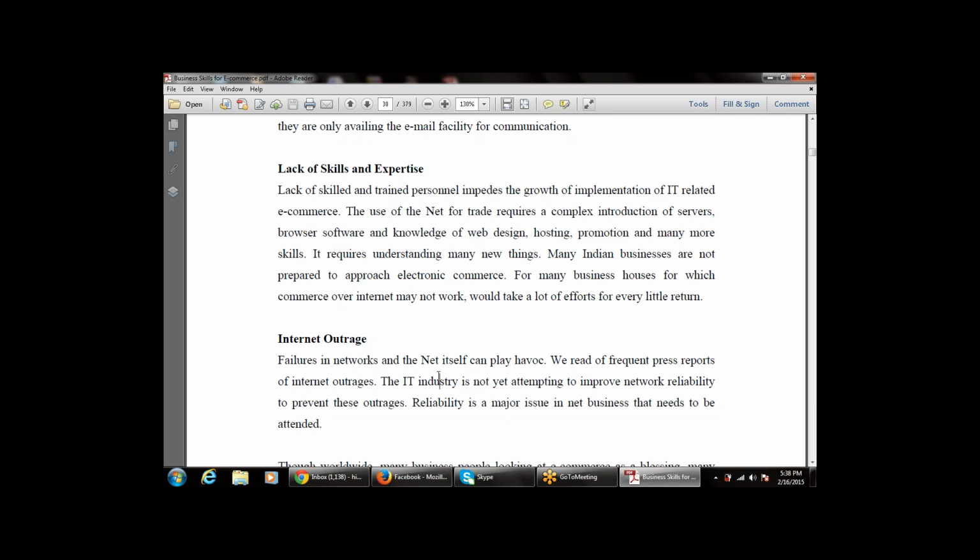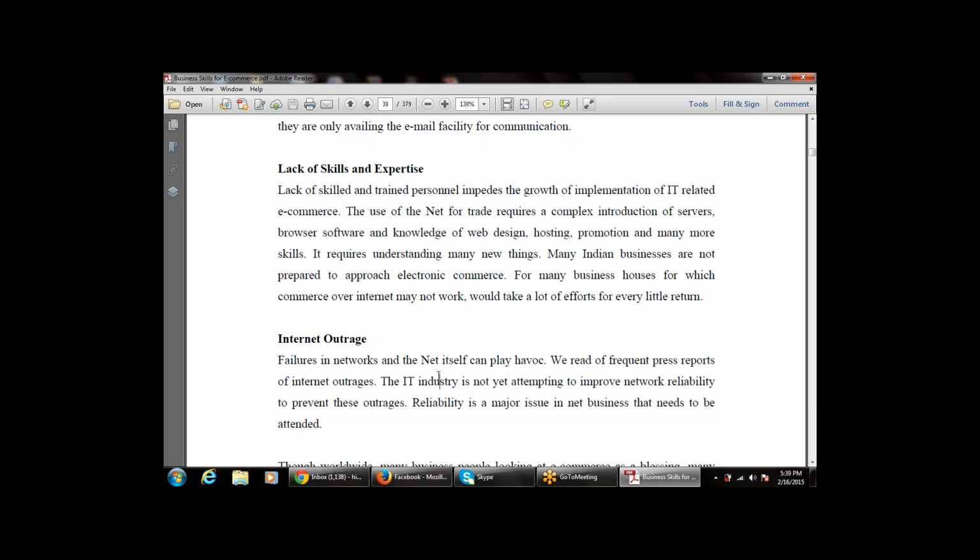The IT industry is not yet attempting to improve network reliability to prevent these outages. That is, the IT industry needs some measures to improve network reliability so that there is a proper transaction over the internet. Sometimes the bandwidth is not available. That is also a technical limitation. Bandwidth is not available, so there is no internet usage, so there is less network reliability, and we cannot rely on the network to prevent the outages.